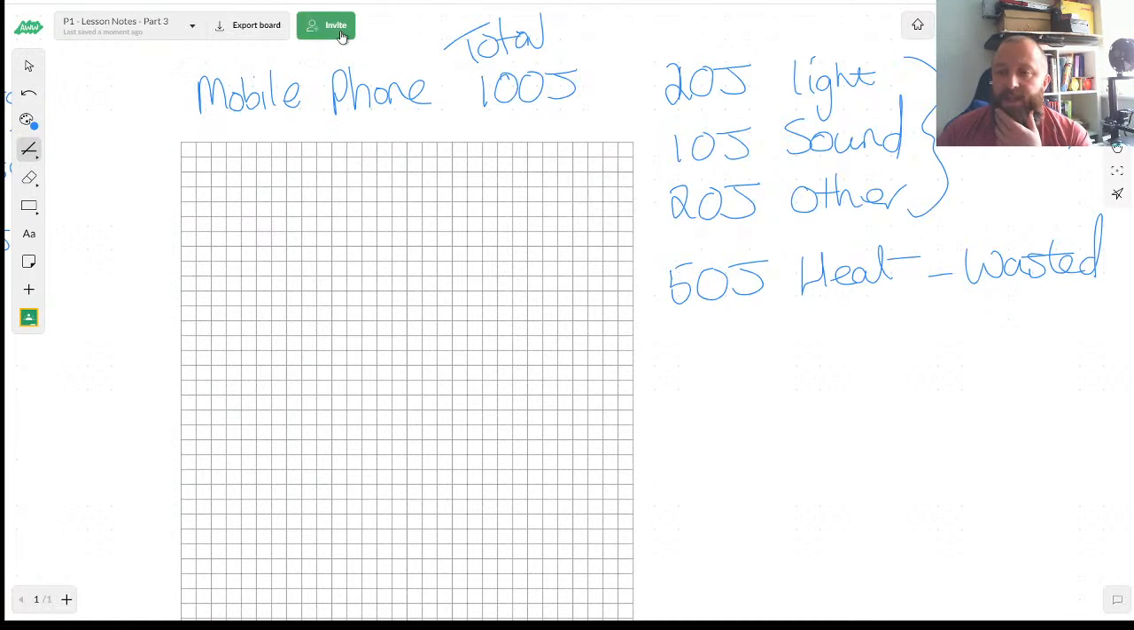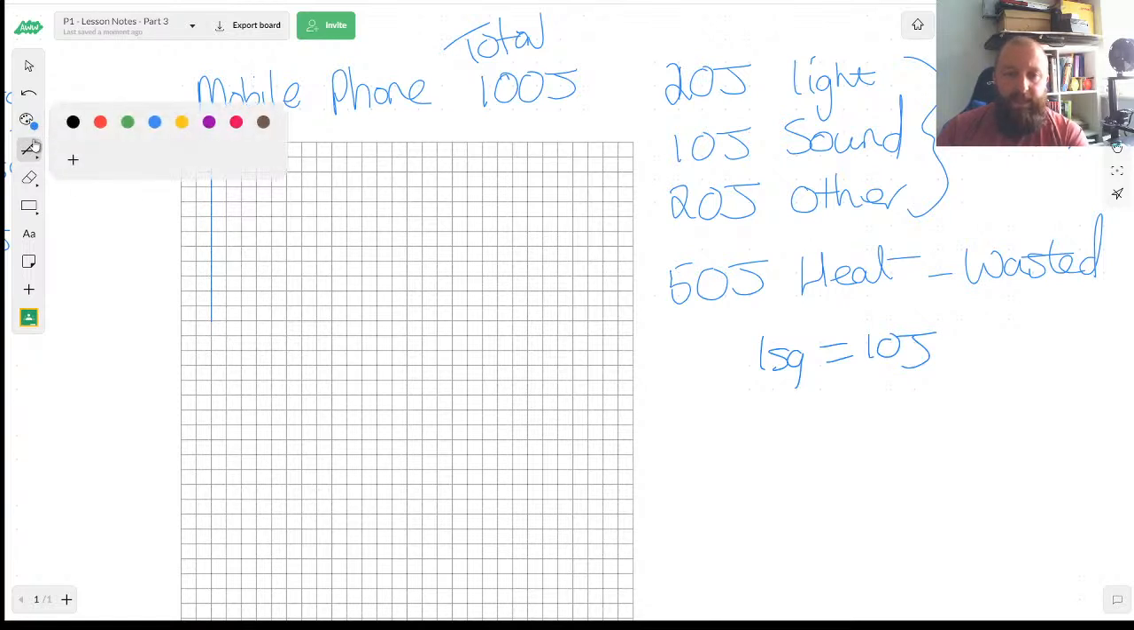Okay, so let's go back and have a look. I'm going to change my scale because if I had 100 joules, that would only be 4 squares wide, and that's not really going to work for me in this case. I want my graph to be a bit bigger so I can see a bit more. So I'm going to go with 1 square equals 10 joules, because again, it's nice and easy to work with. So let's have a look: 1, 2, 3, 4, 5, 6, 7, 8, 9, 10. My line in this case is 10 squares, because 10 times 10 is my 100 joules, which is the input.